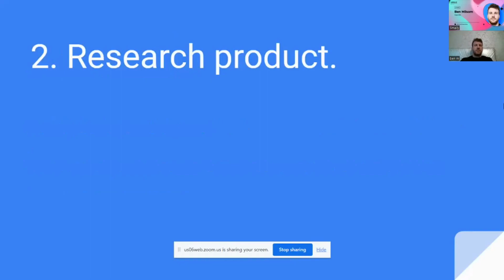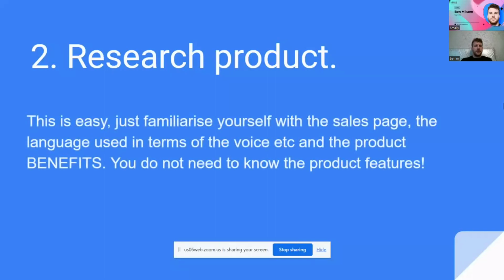So yeah, the second part of that is researching your product. It's easy. Just familiarize yourself with the sales page, the language used in terms of the voice, etc., and the product benefits. You don't need to know the product features. Product features, you just don't need to know them as a copywriter. You need to know the benefits that they provide.